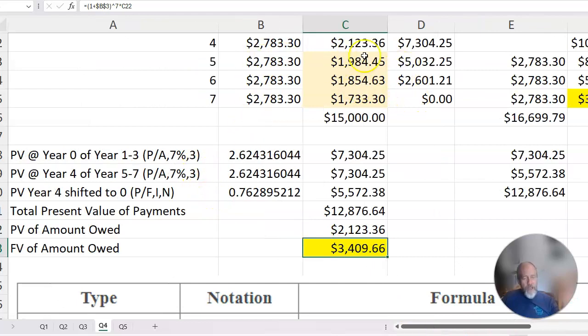Get the present values of all those payments. Get the present value of what he owes. Convert that to a future value because he owes it in year 7. Challenge.